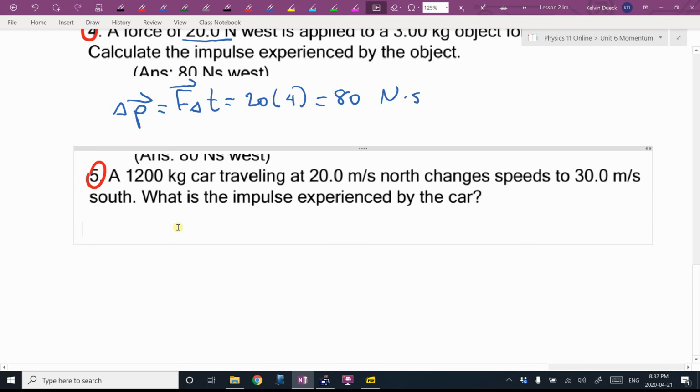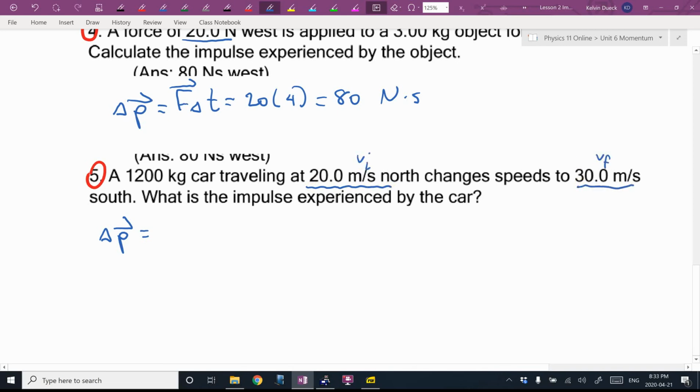Number 5. So number 5, they want me to find the impulse. They want me to find the change in momentum. So whenever I see the word impulse or change in momentum, I almost always write that down first. And then I'm going to say, okay, which version am I going to use? You know what? I see a V initial. I see a V final. Ooh, but I see a change in direction. So you can let north be positive and west and south be negative, or vice versa. Most of you would probably let north be positive and south be negative.